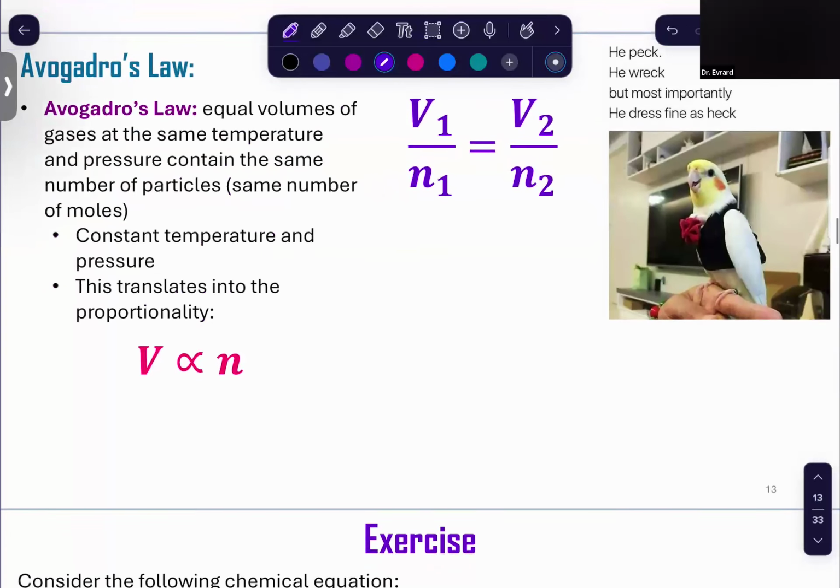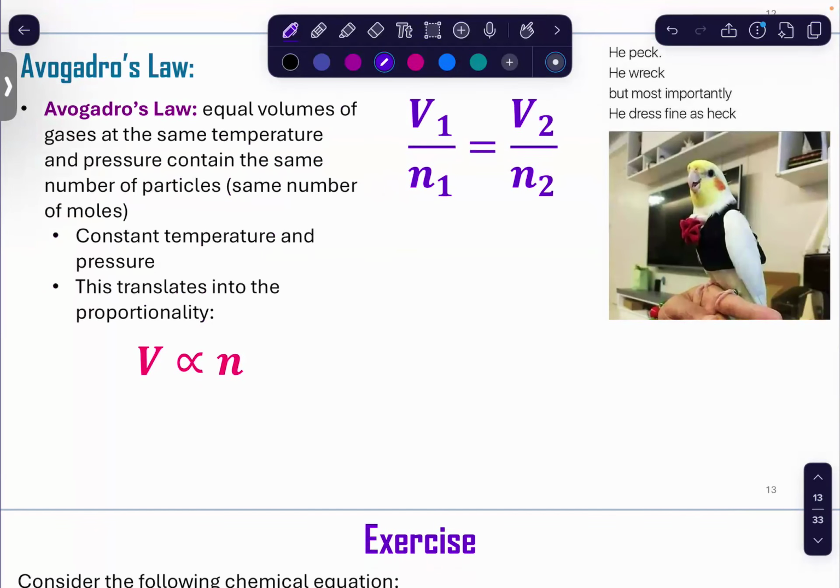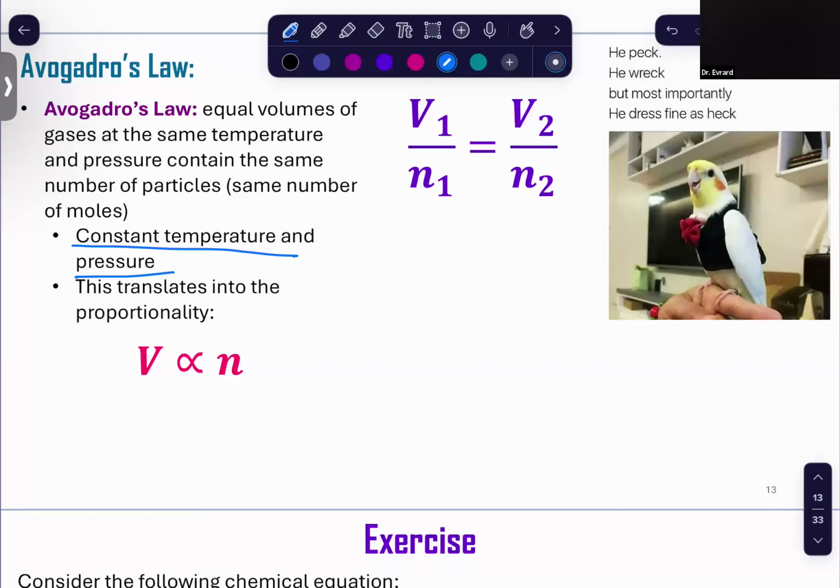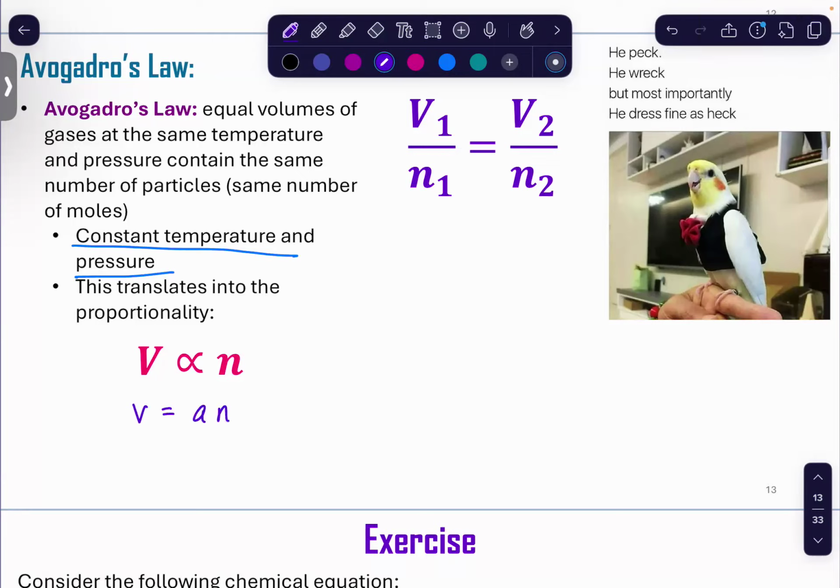Avogadro's law. So here we have another proportionality. In Avogadro's law, volume is proportional to the number of moles. Here's our condition for Avogadro's law, constant temperature and pressure. And so once again, because we have a proportionality, we are going to need a proportionality constant. So V is going to equal A times N, some constant A times the number of moles.